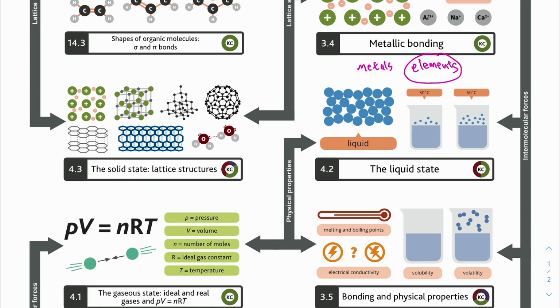Okay, so this is what I meant by you should be able to specify the lattice structure. Is it giant metallic? Is it giant ionic? Is it giant molecular? Is it simple molecular? Okay, and therefore what are you breaking? Those are very important when you try to justify physical properties like melting point or boiling point.